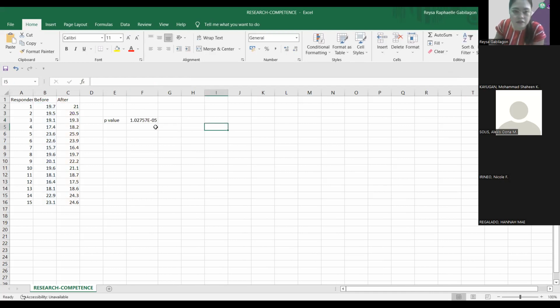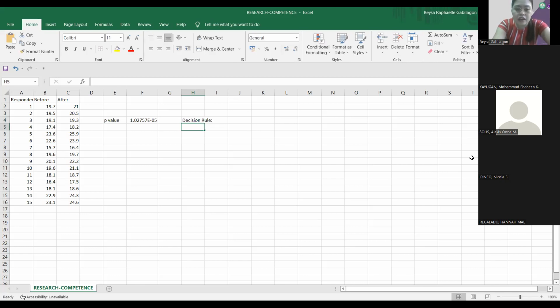Masyadong maliit yung value. Pag ganyan na nakalagay, that is a scientific notation. 1.02757 E means times 10 exponent, times 10 raised to the power of -5. So that is a very small value. And ulit-ulitin natin yung decision rule.